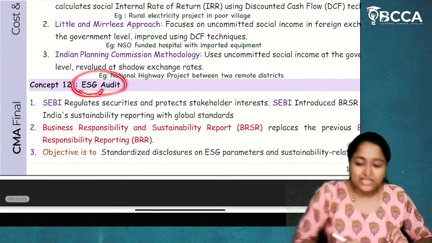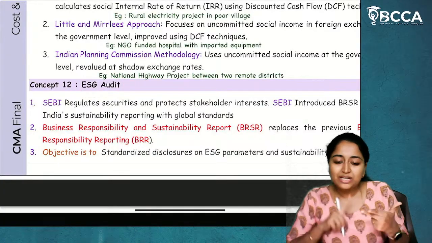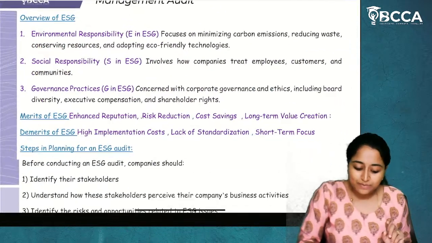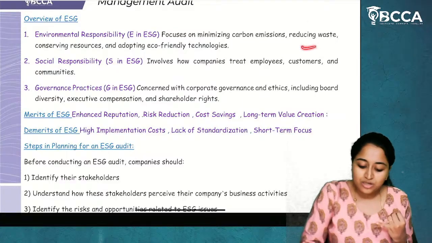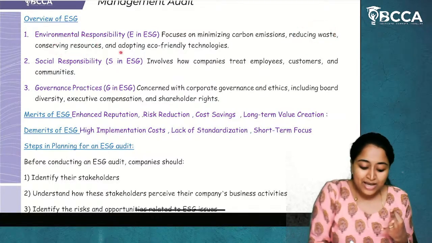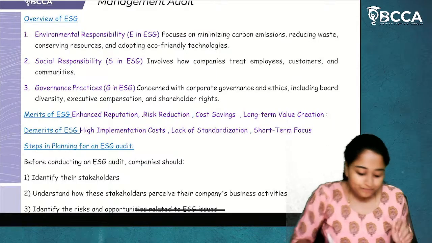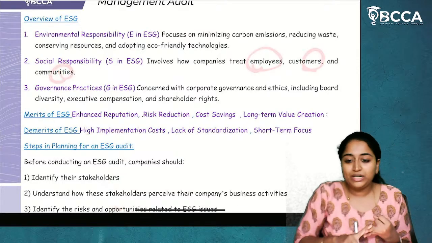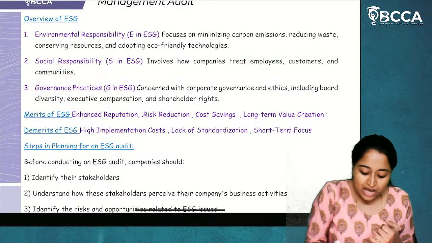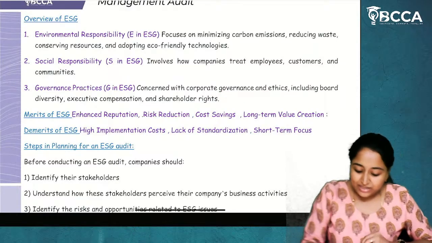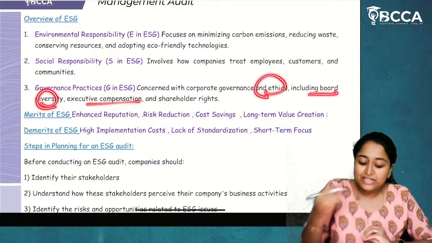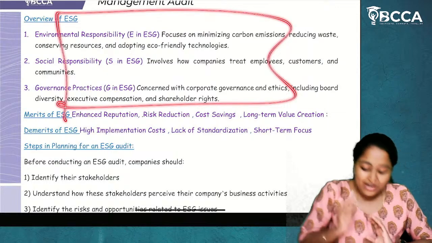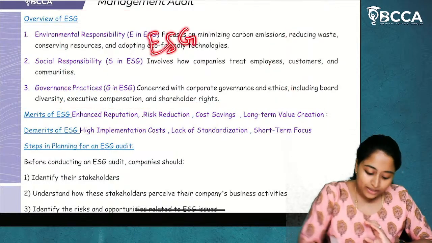Now, next is ESG audit, which means environmental, social, governance audit. How well the organization is contributing to environmental responsibility, like how they are minimizing carbon emission, reducing waste, conserving resources, adopting eco-friendly technologies. Next is social responsibility: how they are treating the employees, customers and communities. Regarding governance practices, how well they are following corporate governance and ethics, including board diversity, executive compensation, and how well they are respecting shareholder rights. Regarding this, evaluation will be done in ESG audit.